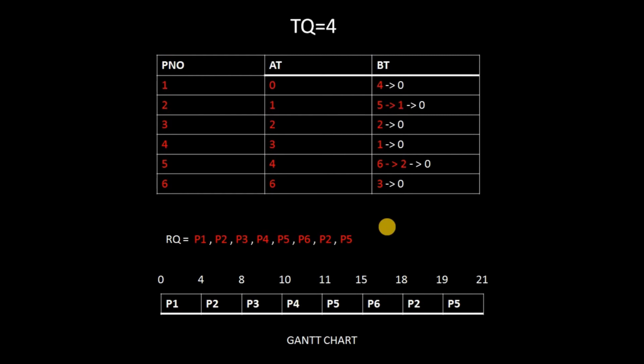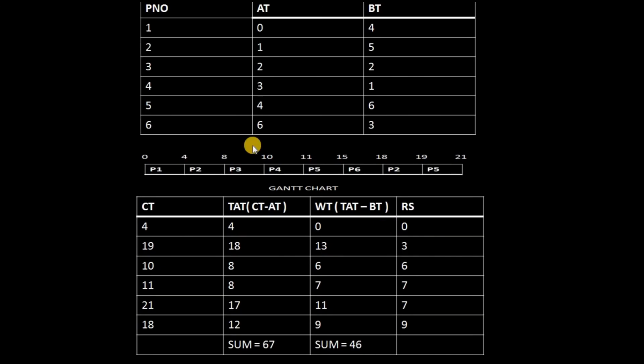So now we have just calculated the Gantt chart, but what about the turnaround time and waiting time? For turnaround time and waiting time you have to calculate it. So this is the table we just completed before, and here is the Gantt chart. And now where is CT? It's completion time, then turnaround time, waiting time and response time.